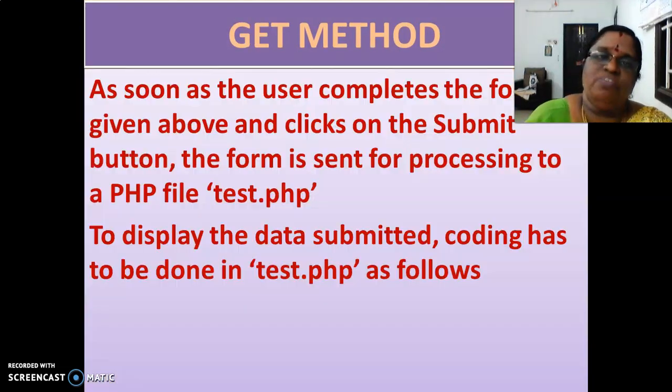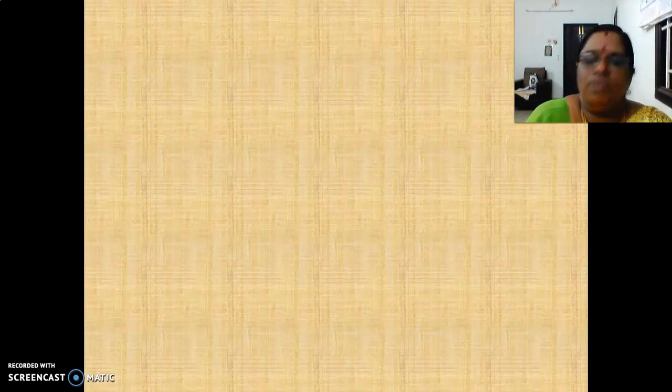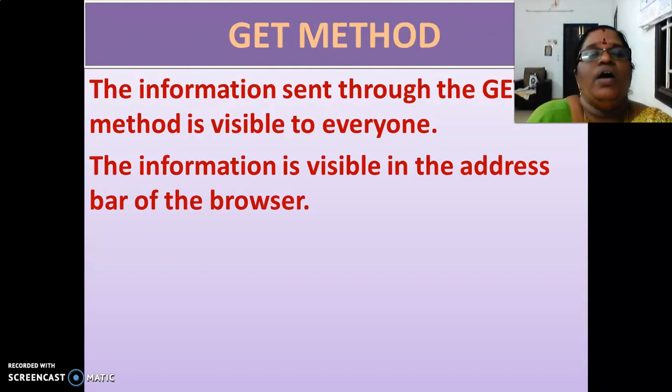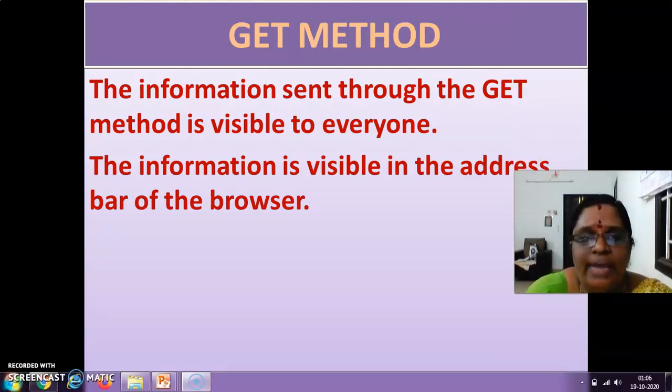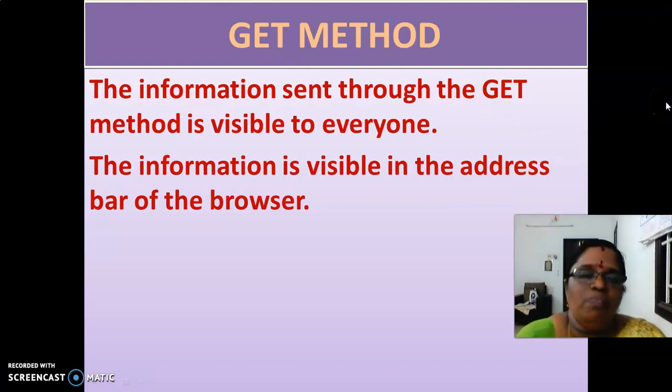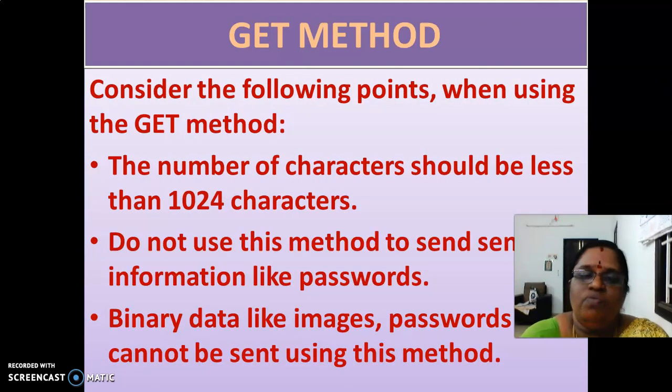I'll once again explain the get method. So you know how to create a form, right? So we are going to create a form like this. In this form only the action and form method will be given. So this is the creation of the HTML form. The information sent through the get method is visible to everyone. The information is visible in the address bar of the browser. So the get method is not advisable for passwords and any secure information.